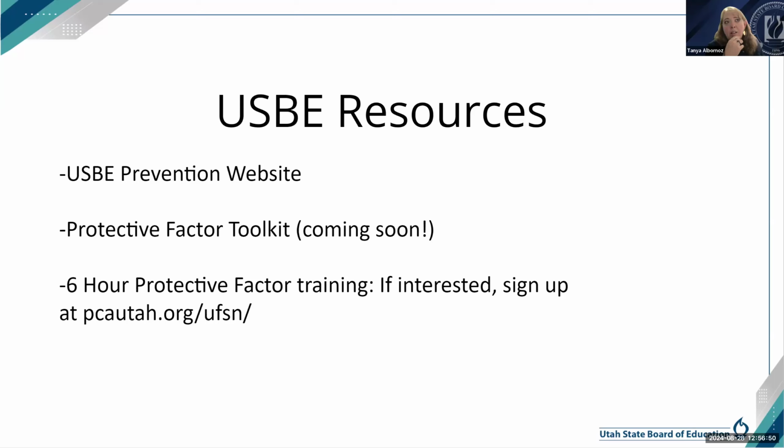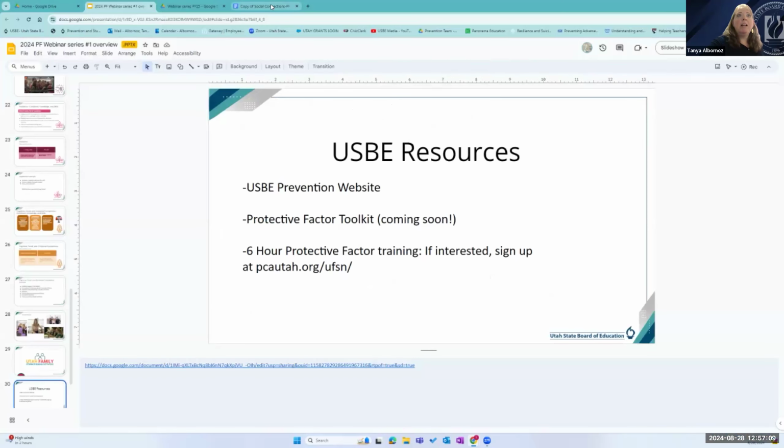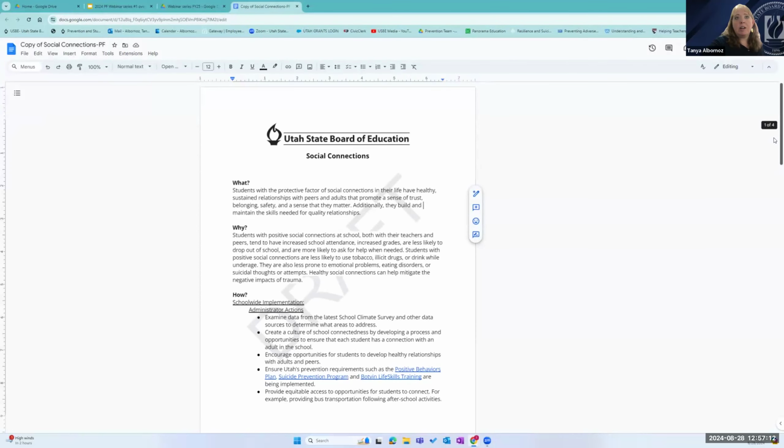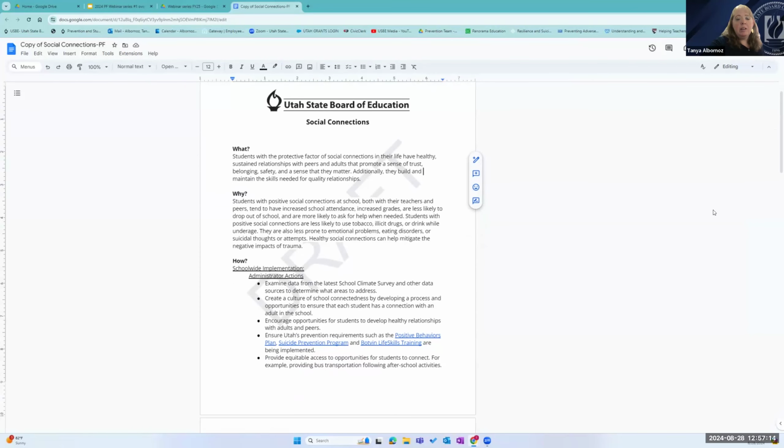We also, on the prevention team, have some information about the framework on our USBE prevention website. And we're in the midst right now of putting together a toolkit. So my team and I have been working for months on a toolkit, and I'm just going to quickly show you an example of social connections, what it would include. I'm still sharing, right? Okay. So here's an example of what we call one of the toolkit cards, and what it will include.